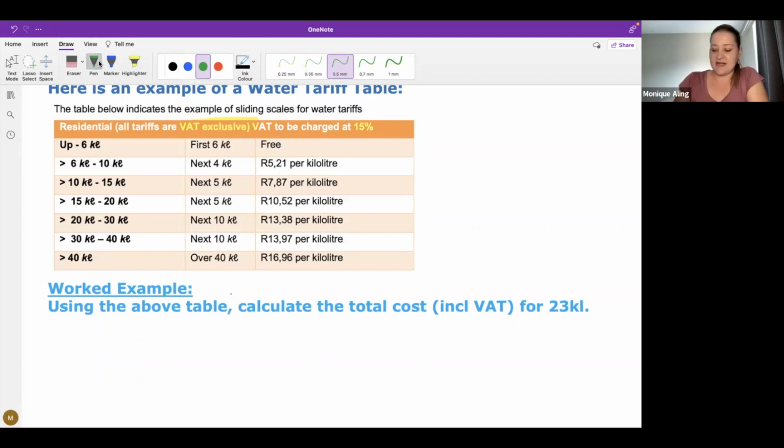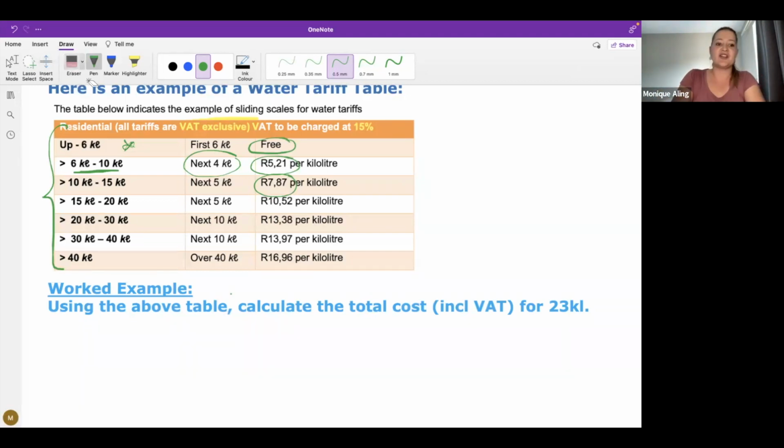Then you'll see on the left-hand side here, we have different ranges. Each range has a different price associated with it. And then this one is set up slightly different because they've given you this information in the middle here. Not many tables actually give you that. So the middle column is basically telling you that in the first range, you are using 6 kiloliters. In the next range, you can only be charged for 4 kiloliters because it goes from 6 till 10. So it's only 4 kiloliters in that range. They'll be charged at R5.21.